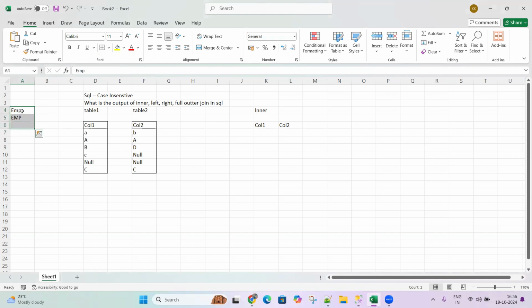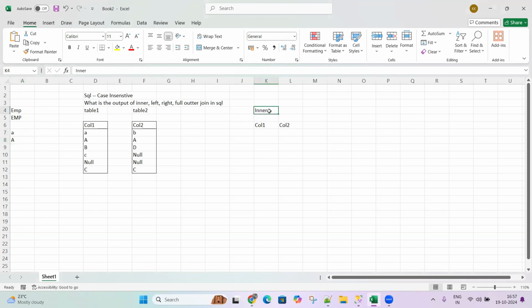So what it means is that it doesn't consider small emp as different from capital EMP. If you consider that as a case, it will change altogether. Most SQLs are case insensitive, so A and A are both the same. If it was case sensitive, small a would not be equal to capital A. But SQL is case insensitive, so we have to consider these both as a matching case.